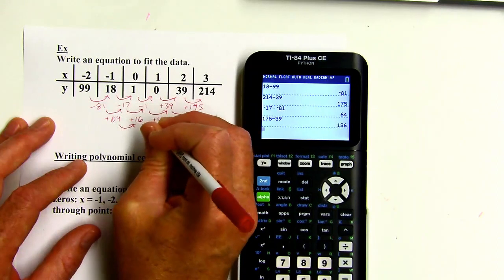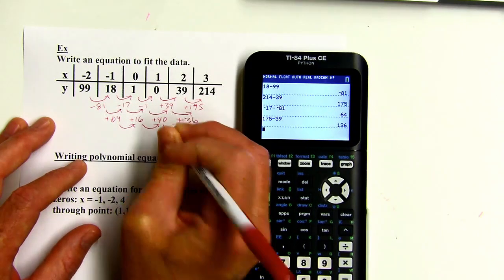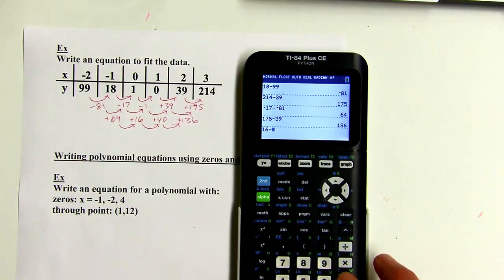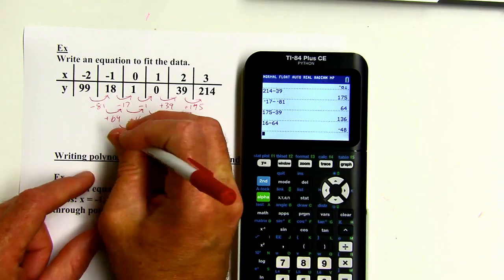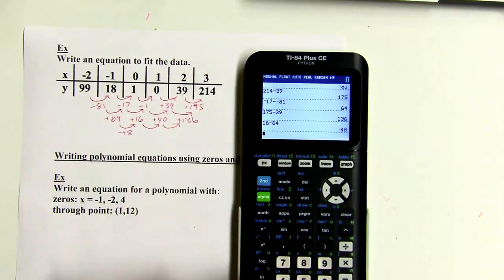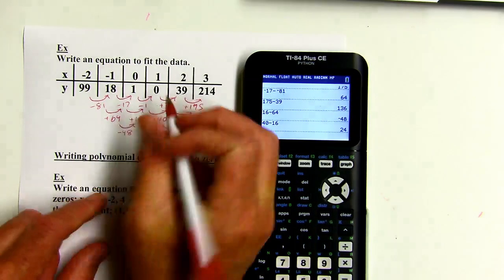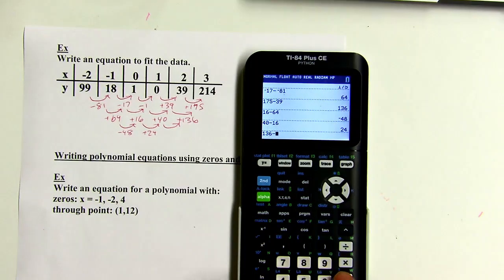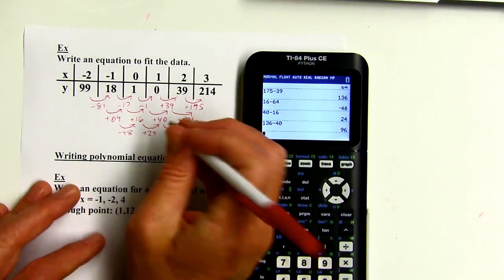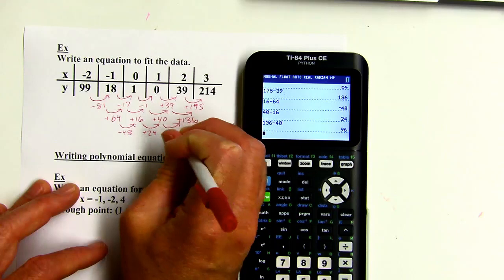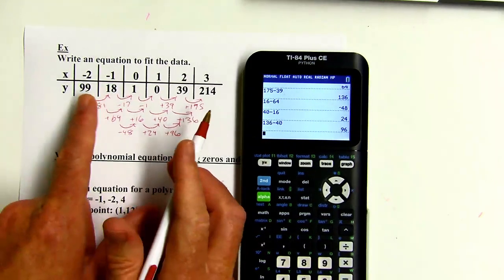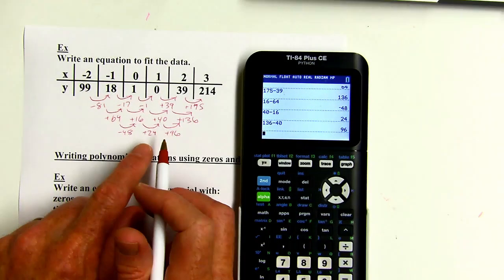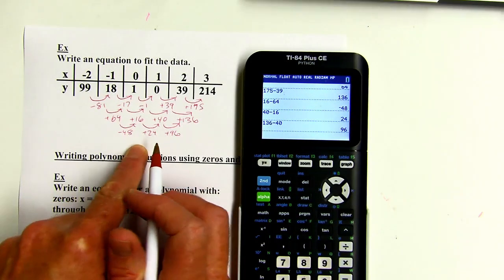See if it's third degree. Let's check the third differences. Okay, 16 minus 64 is -48. 40 minus 16 is 24. And 136 minus 40 is 96. Okay, so this is narrowing down here. This is kind of the last test I can do because I need at least 2 numbers to compare.